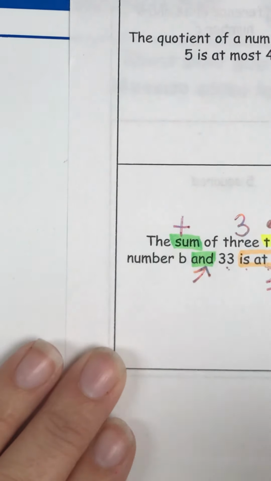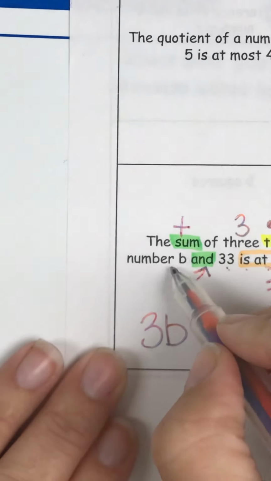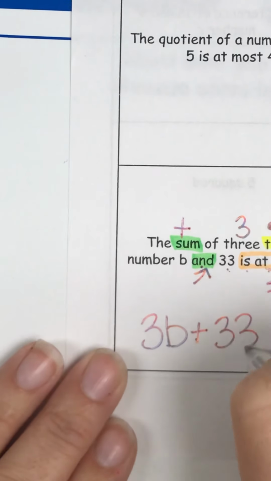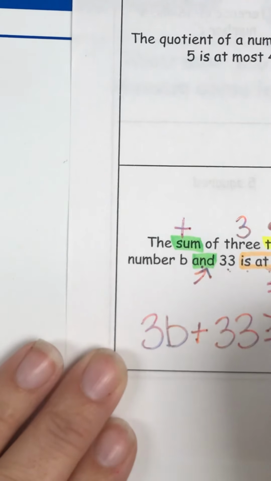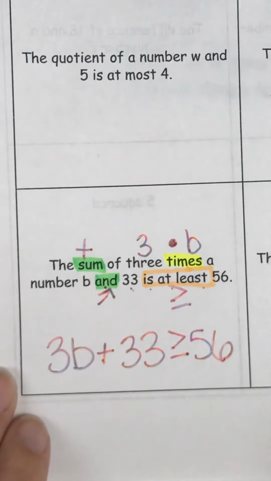56. So to write it out, I have 3b, so 3 times b. Remember, here's my sum, so there's my plus sign. 33 is greater than or equal to 56. And that was on the bottom left-hand corner.